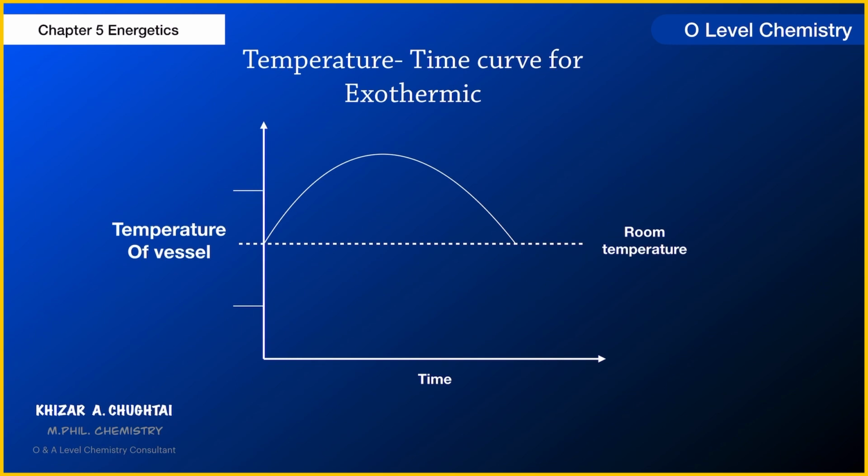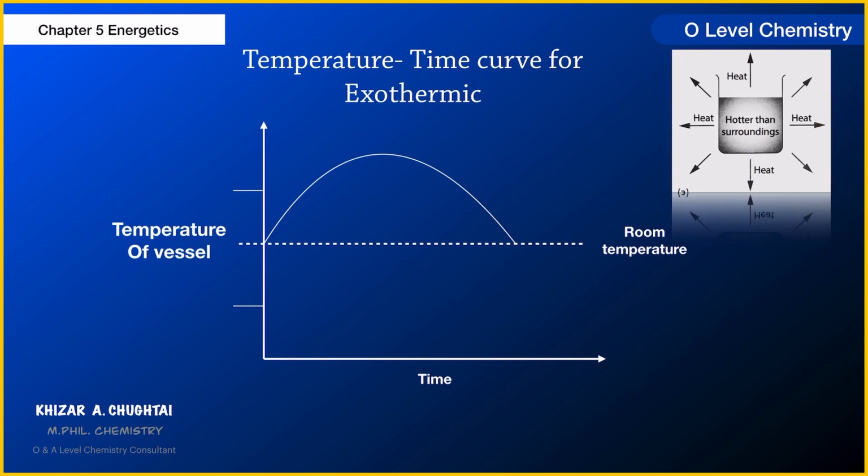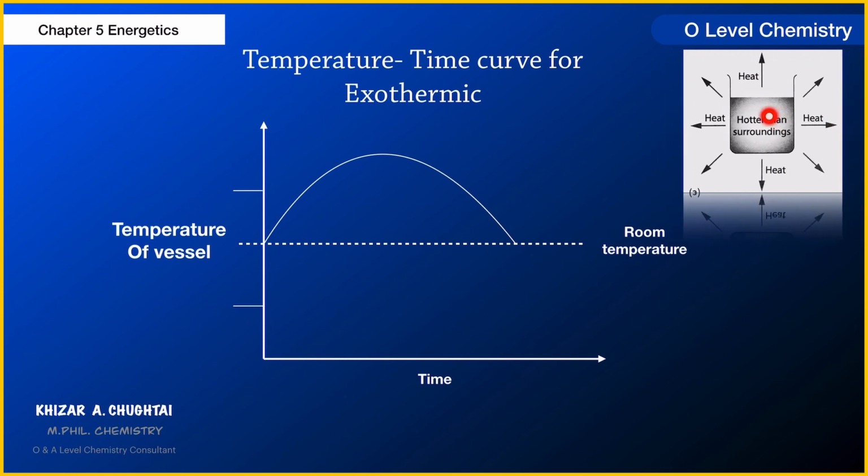So this is the temperature-time curve for the vessel, the container of that reaction. During the course of an exothermic reaction, initially the vessel becomes hotter and heat is expelled. When heat is completely expelled, the container returns to room temperature. That is the brief demonstration of the change in temperature with time during an exothermic reaction.